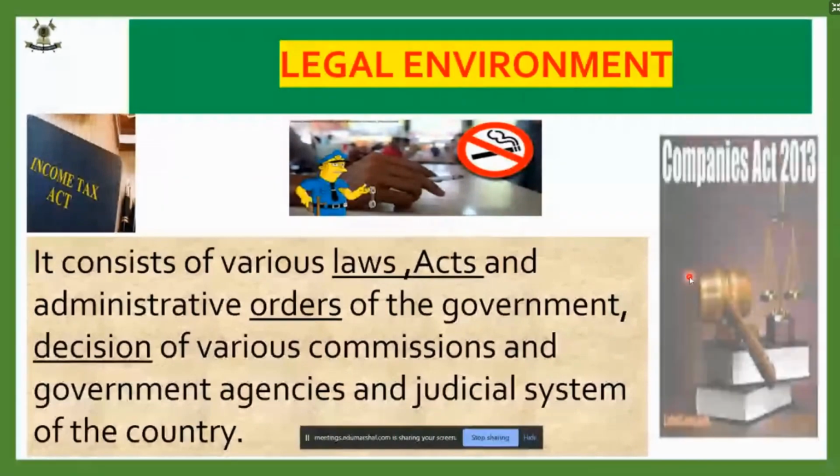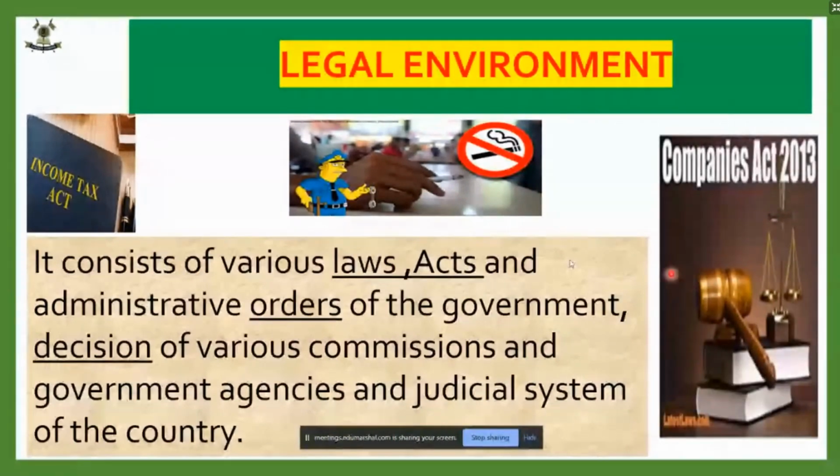There is the Companies Act, which has changed how a company functions. So the business is going to take into consideration all the acts that are applicable to it. That will constitute its legal environment. There are various laws passed by the government, and the business has to ensure that it abides by those laws.